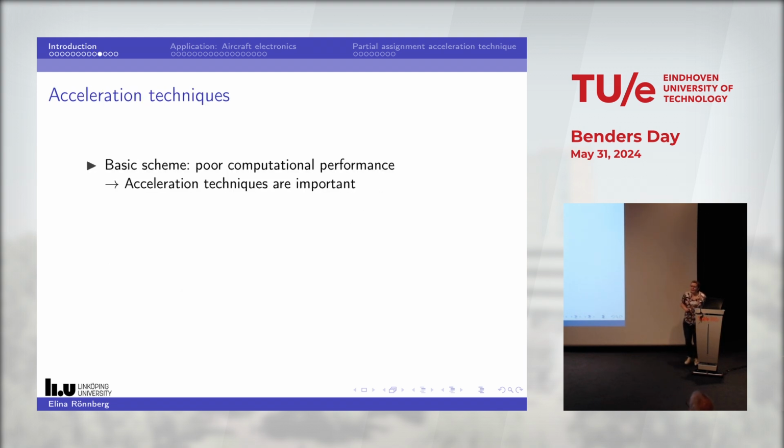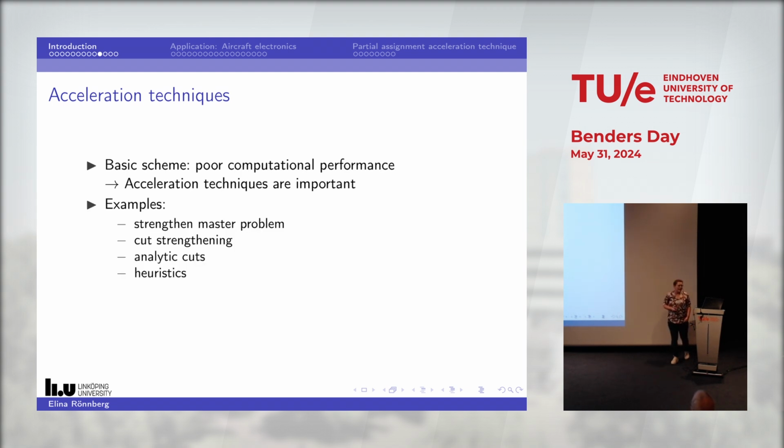But just like most of you have indicated already today, if I would only do this very basic scheme, I would have a poor computational performance. So these acceleration techniques, they are really important. And we have some examples. We can try to strengthen the master problem. Maybe there is some information from the subproblem that we should take into account also in our master problem. In the example with the factories, maybe I can derive a bound on how many jobs I should assign to each factory, and that can help the master problem making better decisions.